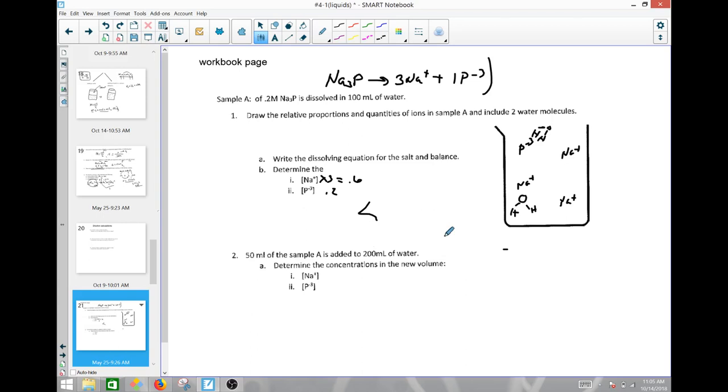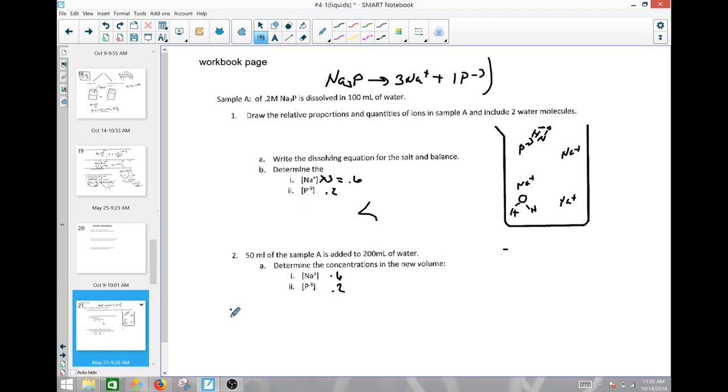50 milliliters of sample A is added to 200 milliliters of water. Okay, so it's a dilution formula. Now again, it starts out at 0.6 and 0.2. And all I'm doing is adding solvent, but I'm not taking the whole thing. So there's a long way and a short way. Maybe I'll do the short way for the sodium. I'll do the long way for the phosphide.